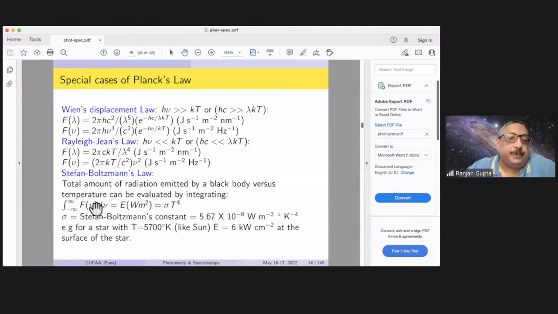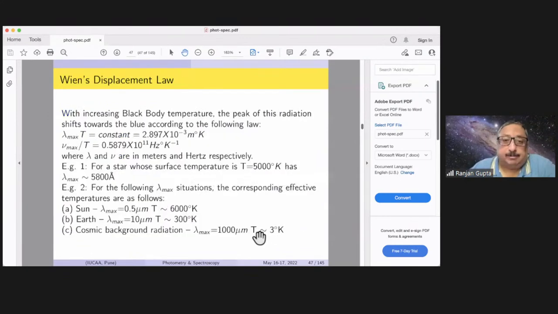And finally, the total energy. You integrate from minus infinity to infinity. And the total energy integrated is in watts per meter square, which is Stefan-Boltzmann's constant sigma times T to the power 4. So, for example, for the sun it is 5700 degree Kelvin. You put T here and put the correct units. Then the sun, from its surface, is throwing out 6 kilowatt of energy per centimeter square. And only a part of that really reaches us, because we are only seeing a part of the sun through a telescope or whatever. That's why you have to put those angles in the correct formulation.